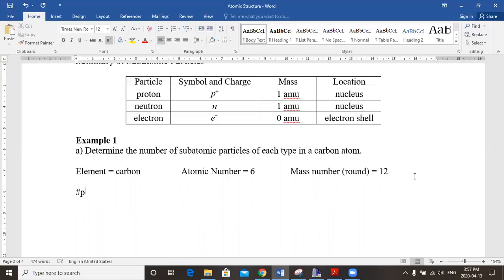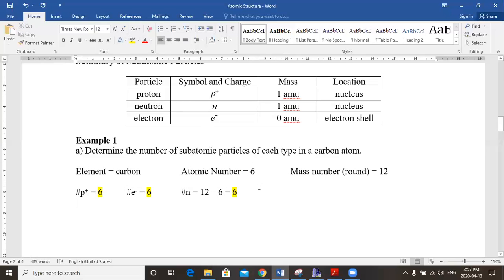So the number of protons in carbon would equal the atomic number, which is 6. The number of electrons in carbon is equal to the atomic number as well, which is 6. And the number of neutrons would equal the mass number 12 minus 6, which of course equals 6. So carbon has 6 protons, 6 electrons, and 6 neutrons.